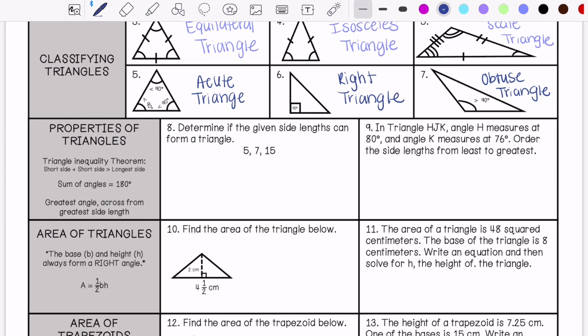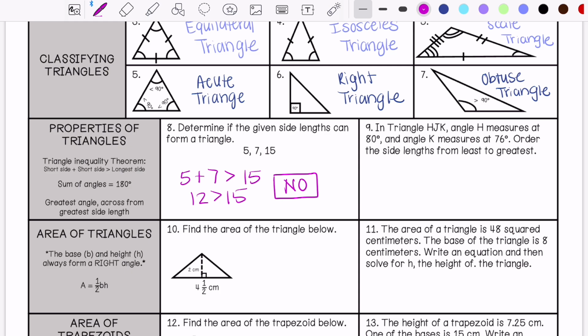Properties of triangles. We have the triangle inequality theorem, which says the two short sides of a triangle must be greater than the longest side for the three sides to form a triangle. The sum of all the angles equals 180 degrees, and the greatest angle is across from the greatest side length. Number 8 says determine if the given side lengths can form a triangle. I'm going to take the two shortest sides, which are 5 and 7, and are they greater than 15? No, so this cannot form a triangle.